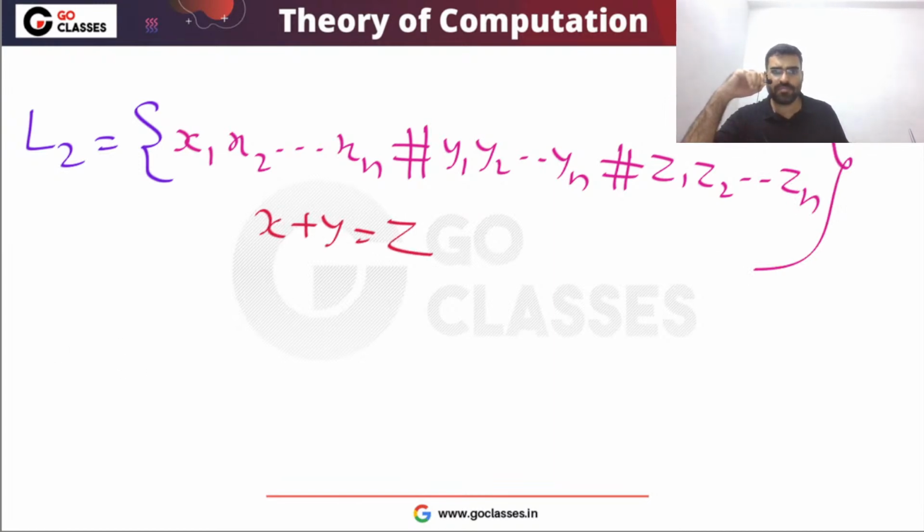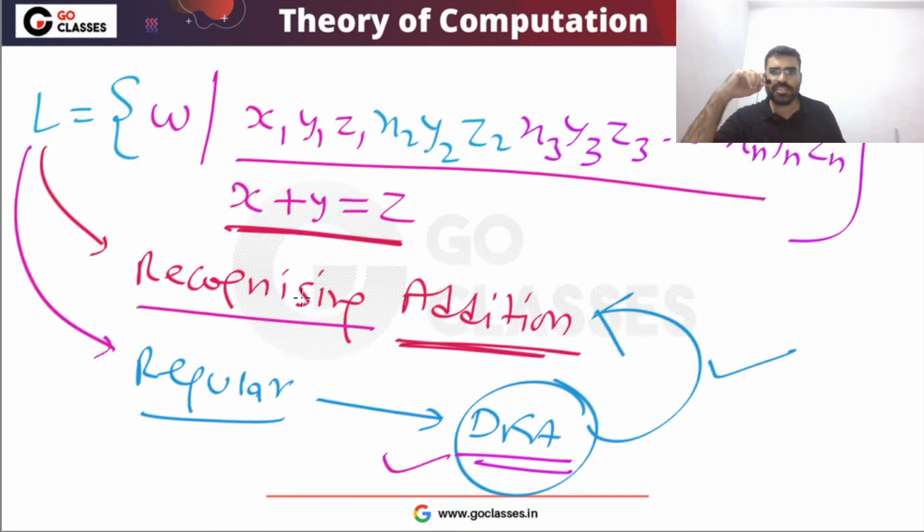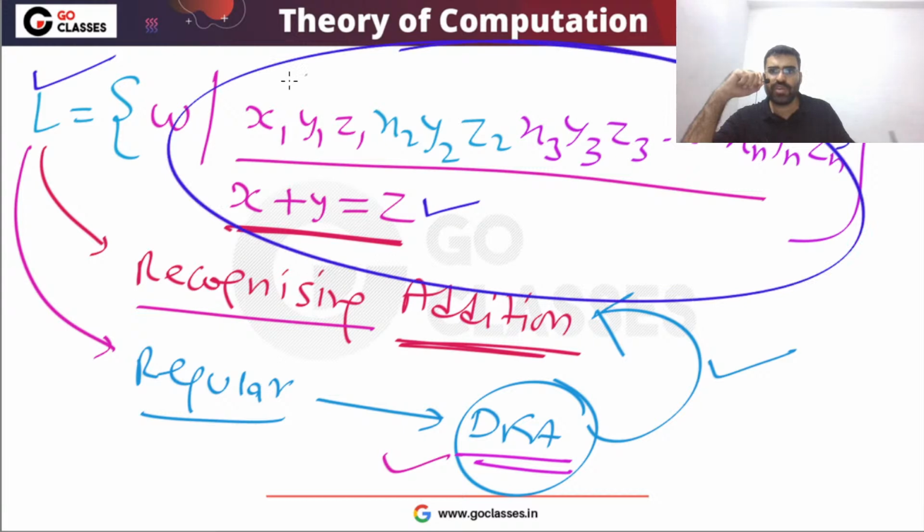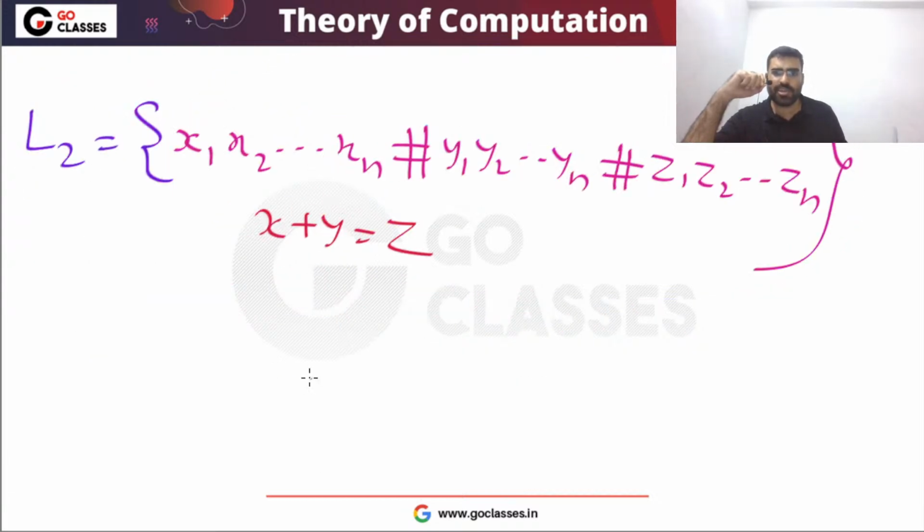Is this regular? Please understand what the difference is. This language is regular: x1, y1, z1, x2, y2, z2, x3, y3, z3. In this language also we are doing addition, and this language is regular.